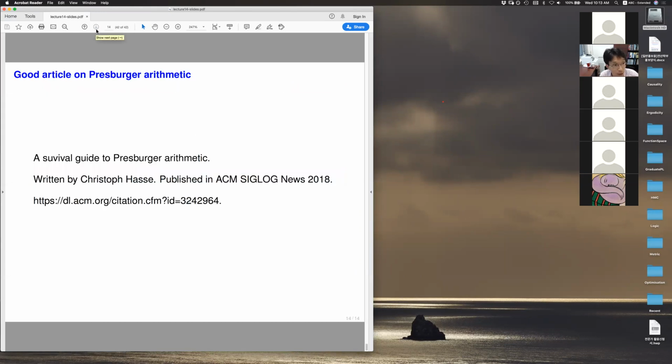Okay, so for Presburger arithmetic, there's a very nice article by Christoph Haase. He's one of the people who taught the same course at Oxford. I think now he's at UCL. His article contains descriptions of all the things that I've talked about, which also appear in the lecture notes, but also a lot more, like many other applications or much deeper connections between Presburger arithmetic and other aspects of theoretical computer science and mathematics.